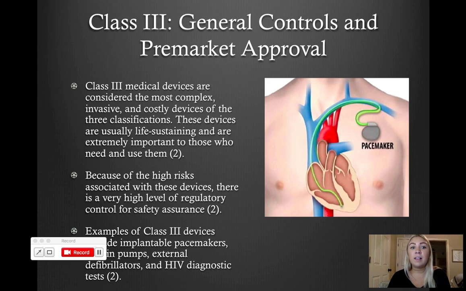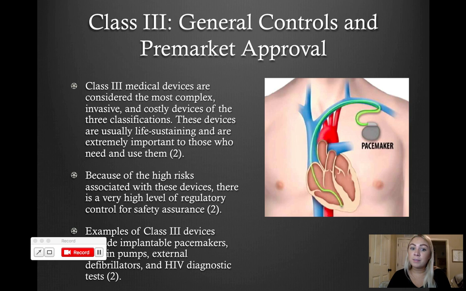So next we have Class 3, general controls and pre-market approval, meaning there's a little bit more that goes into this process. Class 3 medical devices are considered the most complex. They're definitely the most invasive and costly devices of the three classifications, so they're going to be a lot more pricey than the Class 1 and Class 2. These devices are usually life-sustaining, which is why they're more high risk, and they're extremely important to the individuals who need them and who use them. Because of the high risk, though, that comes along with more regulatory control to make sure that they're safe for the public.